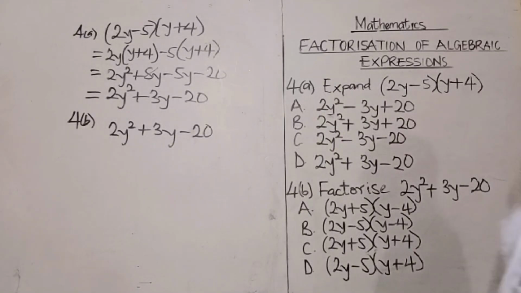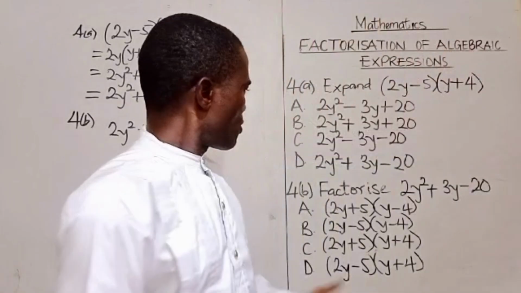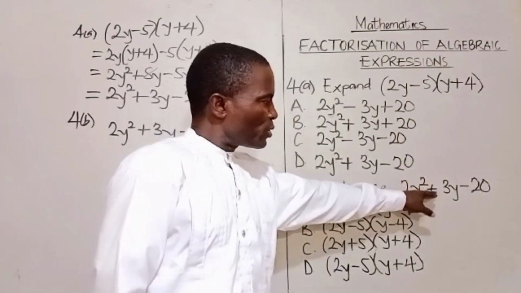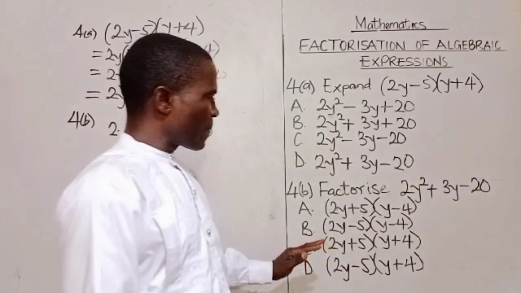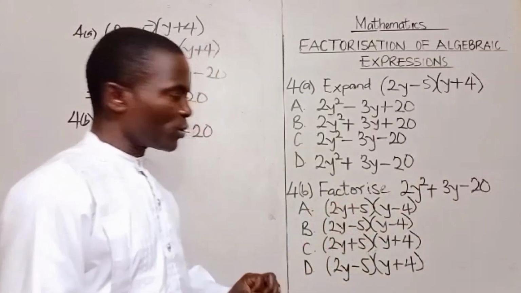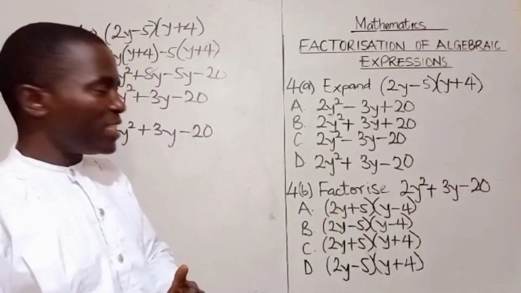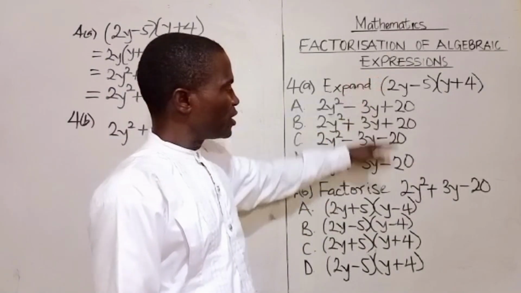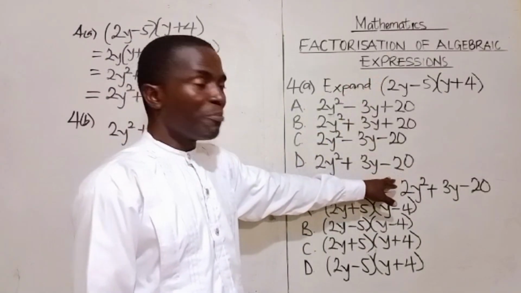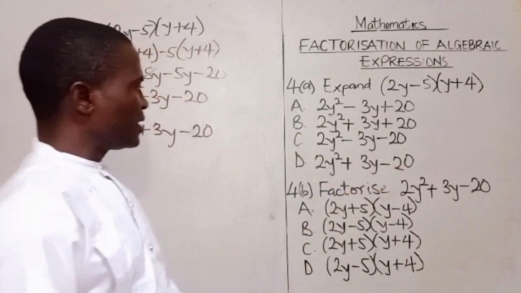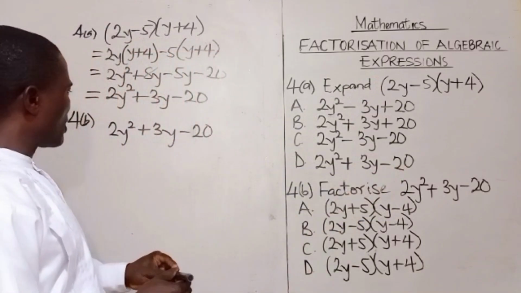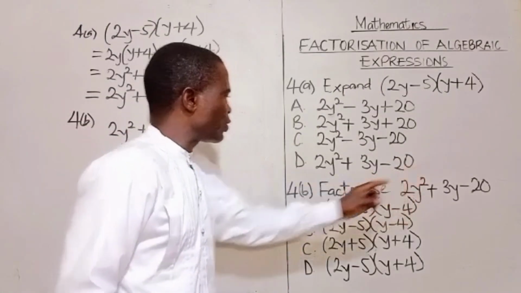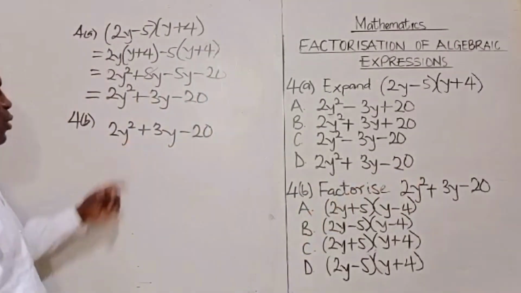Now, we want to quickly go into the second part. The question says factorize 2y squared plus 3y minus 20. Here are the options. Please bear in mind that the journey traveled by expansion is about to be returned by factorization. And this is how we're going to go about it. Here is factorize 2y squared plus 3y minus 20, which is exactly what is here.